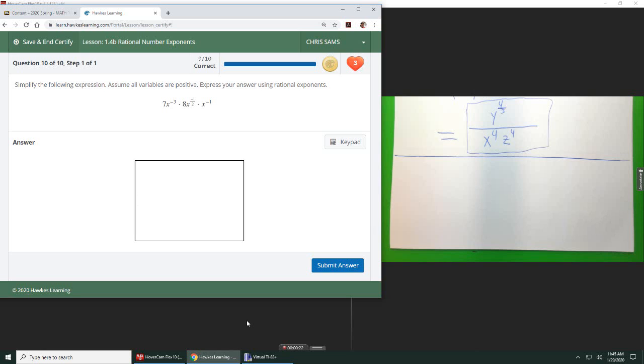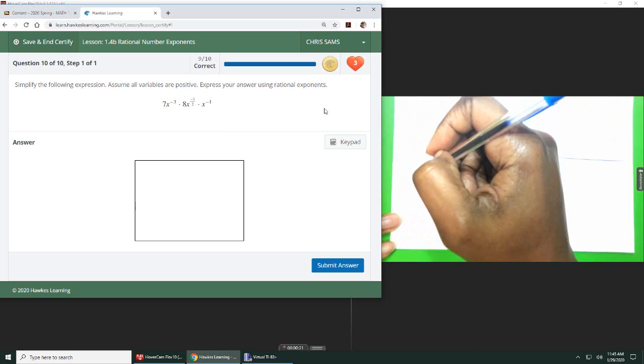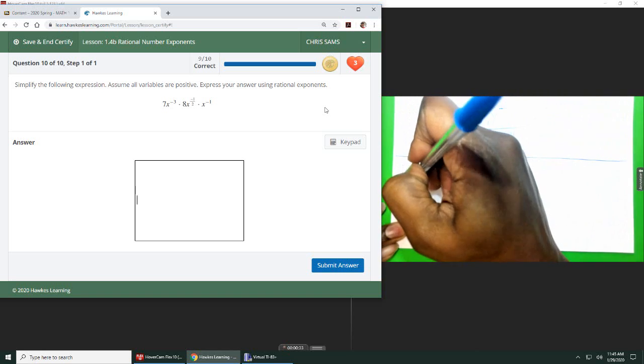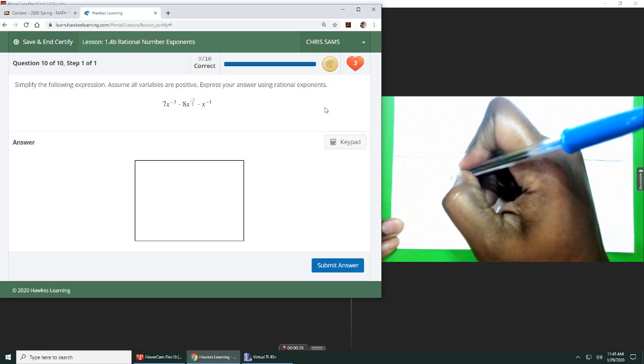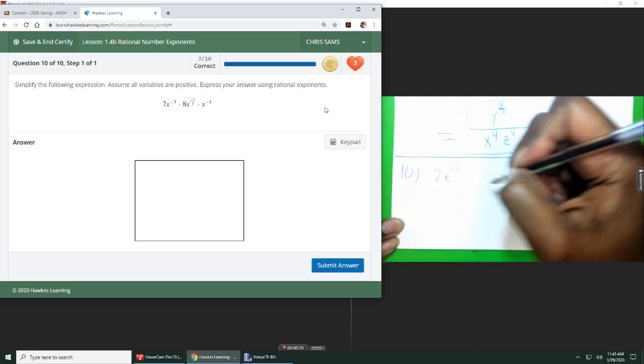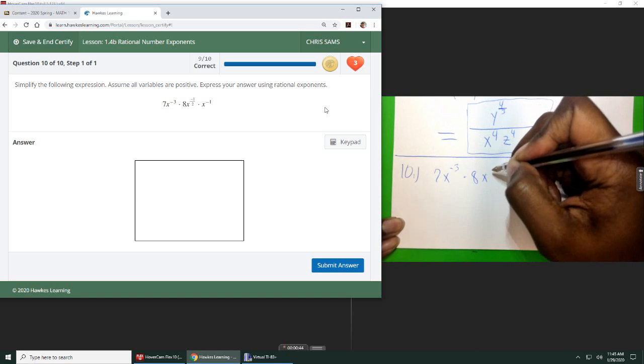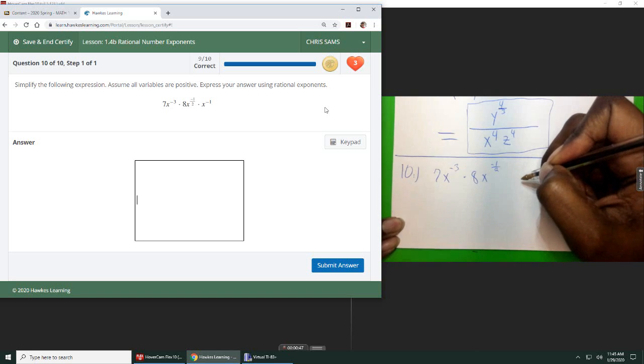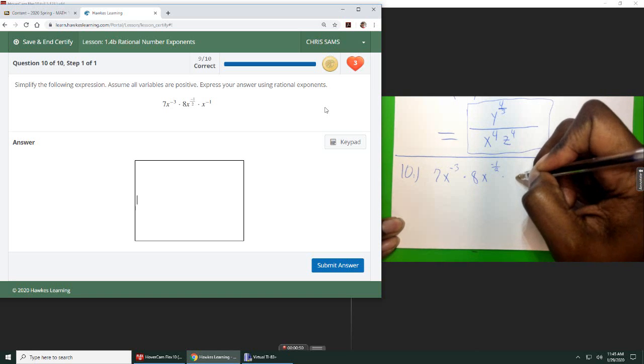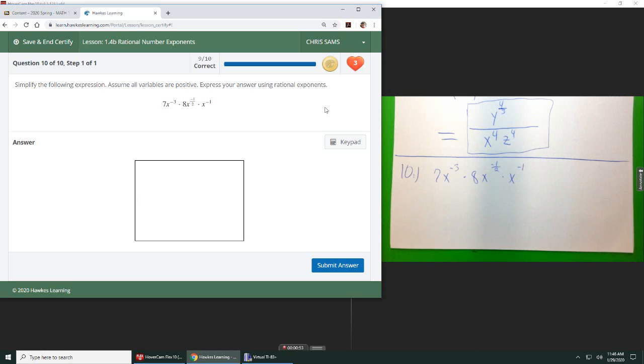So 10 gives us this expression, and what we want to do is express the answer using rational exponents. So similar to number 9, we're going to express using rational exponents. So we're starting out with 7x to the negative third power times 8x to the negative 1/2 power, and then times x to the negative first power. So property of exponents kicks in. You're going to be combining properties of exponents with just the regular properties of numbers that you're used to.